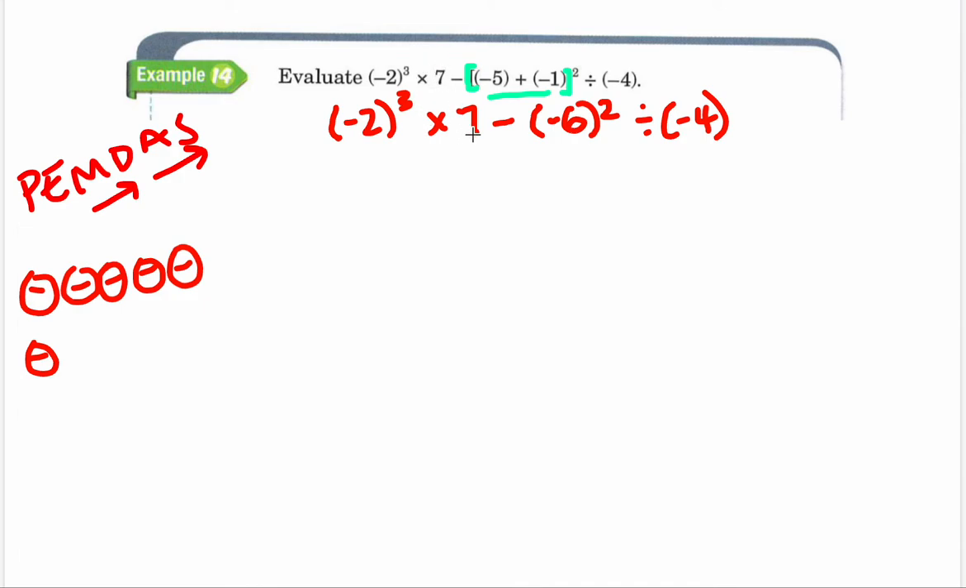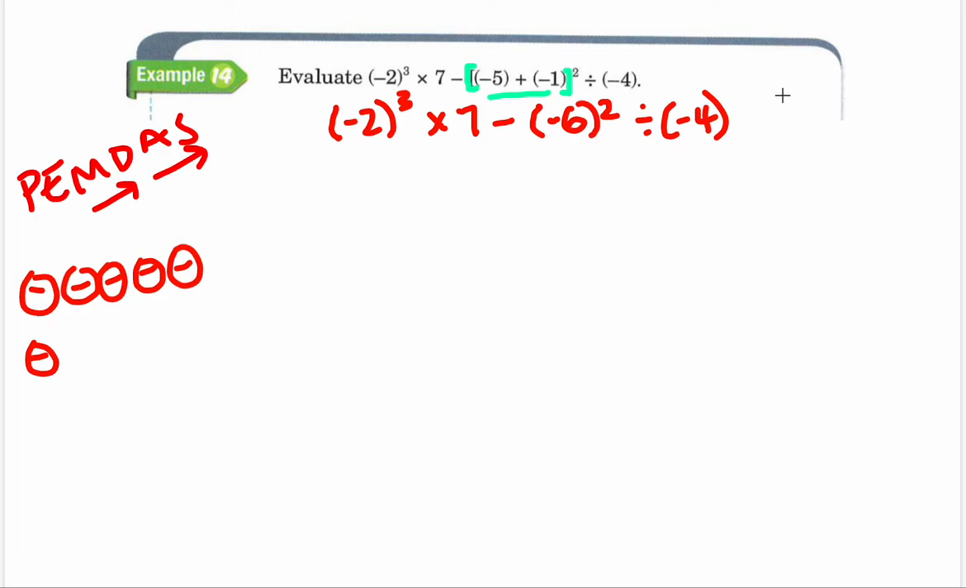Everything I didn't touch, I'm copying back down. This times 7 I didn't touch. This minus in front of the brackets I didn't touch. I'm copying it back down. -5 plus -1 is -6. I'm keeping that in parentheses because I want to show that the negative belongs with the 6. And then I don't forget that power up on top, the squared, divided by -4 in parentheses.